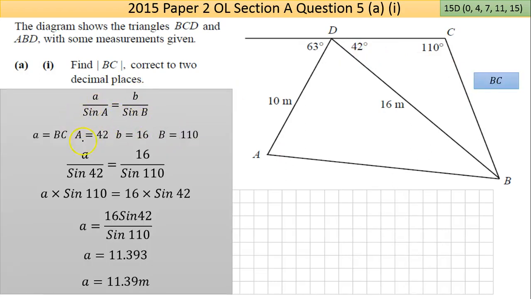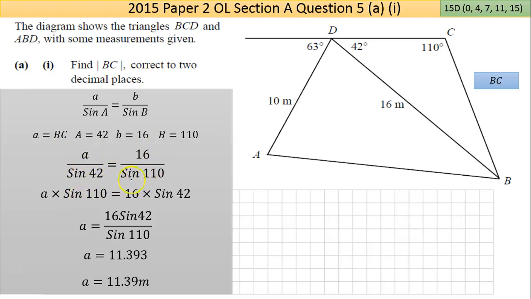That's the formula written out. I've identified all my different things. So A is what I'm looking for. It's the length of BC. Big A is 42. So that's your side and corresponding angle. The side B, 16, corresponds to the angle 110. So that's the corresponding angle there. And that's my 3 knowns, leaving 1 unknown, which I can solve for. So plug my numbers in.